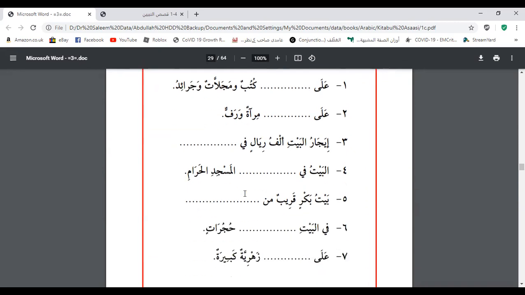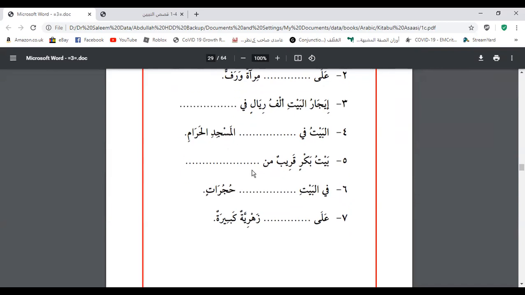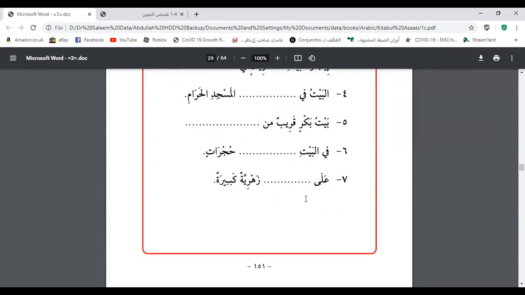إيجار البيت ألف ريال في الشهر. In one month, what is the monthly rent? إيجار البيت, rent of the house is ألف ريال, 1,000 ريال في الشهر, in a month. البيت في شارع المسجد الحرام, the house is on the street, مسجد الحرام street, yeah. بيت بكر قريب من المسجد. The house of Bakr is near the masjid. في البيت ثلاث حجرات, three rooms. على المنضدة زهرية كبيرة, on the منضدة, on the side stool, a big vase. Okay. Inshallah, leave that there.